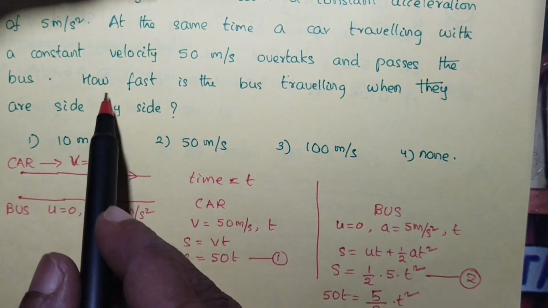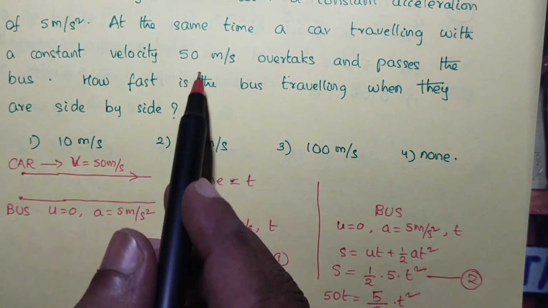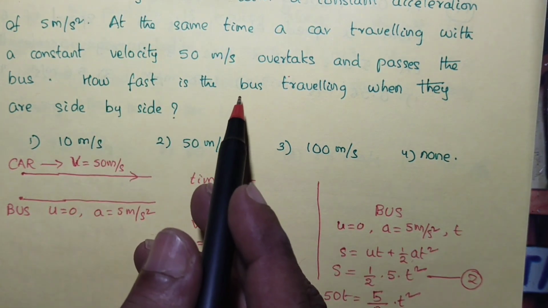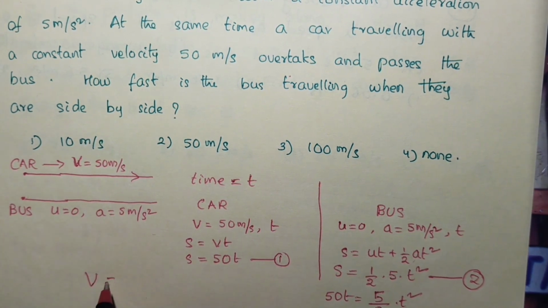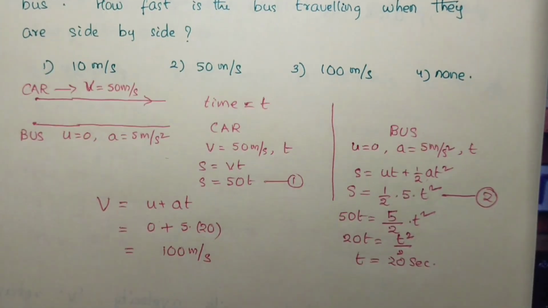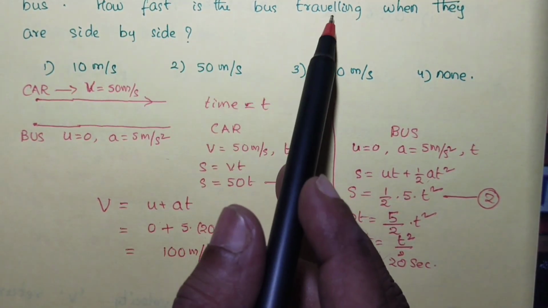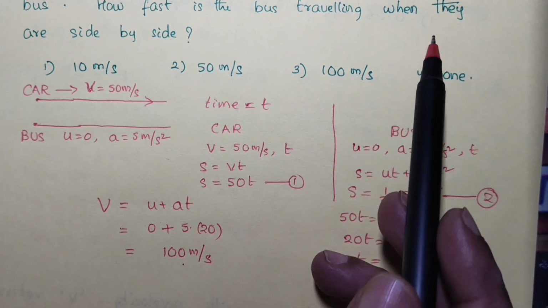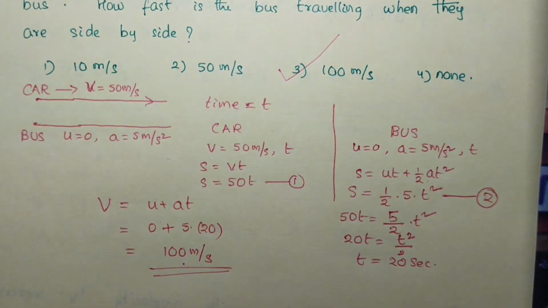Here he is asking how fast is the bus traveling when they are side by side. The final velocity of the bus is asked, when they crossed. That velocity v is equal to u plus at, u is equal to 0 and t is equal to 20, so 5 into 20 will be 100 meters per second. So the bus final velocity when they are side by side will be 100 meters per second. Option 3 is correct.